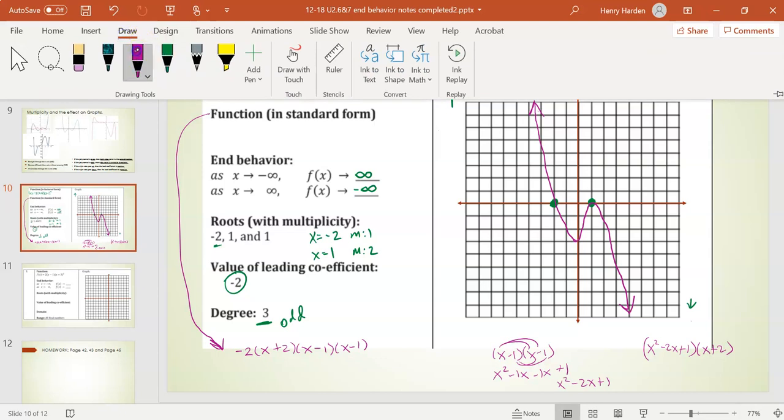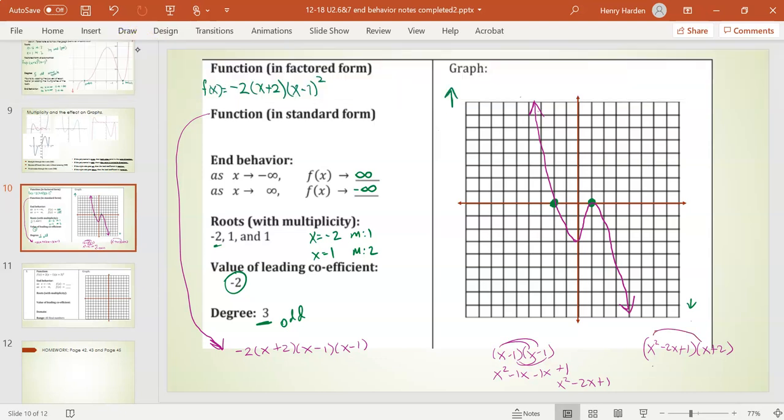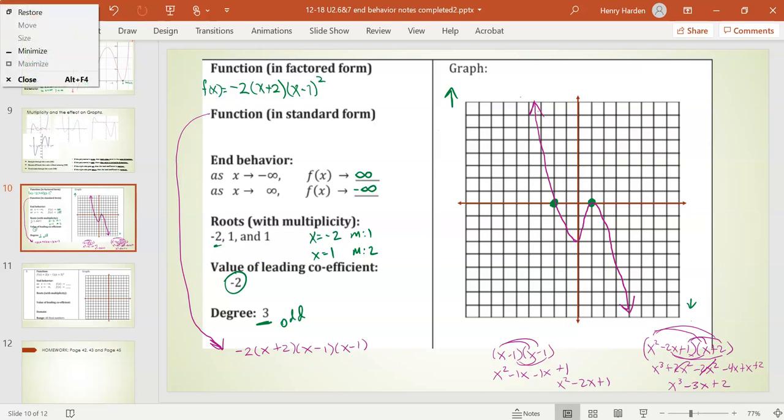All right. So when I multiply this out, that's going to be x to the third, 2x squared, negative 2x squared, negative 4x, and then 1 times x. Let's go over here. That's 1x. 1 times 2 is 2. So when I combine like terms, I get x to the third, negative 2x. Negative 4x plus x is negative 3x plus 2. All right. So my standard form is, oh shoot, my bad, I forgot.